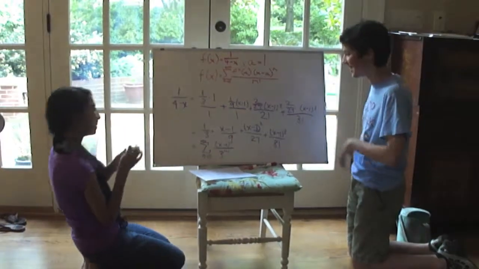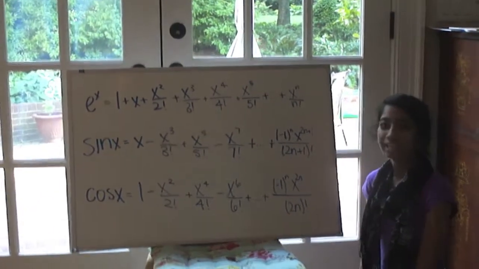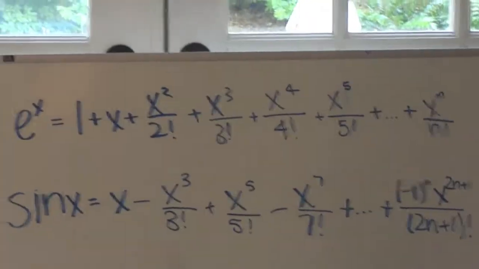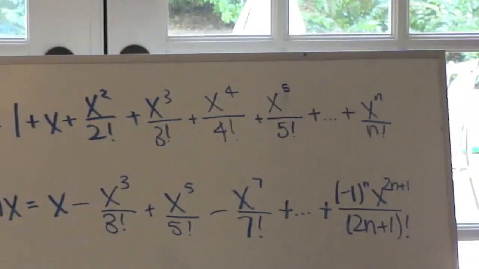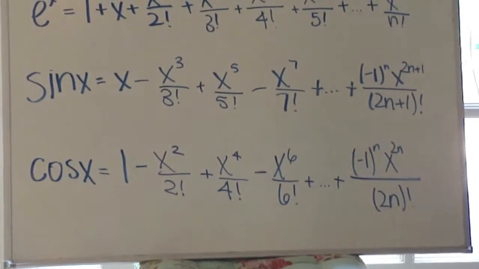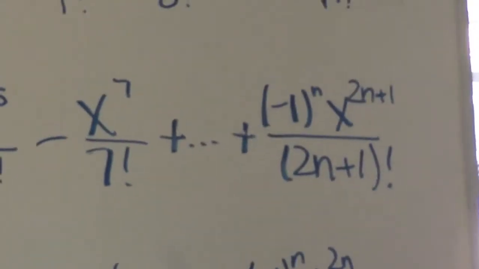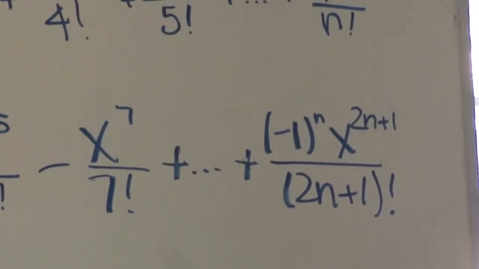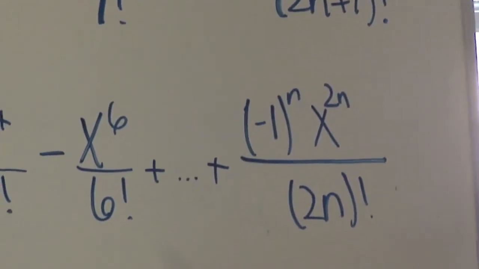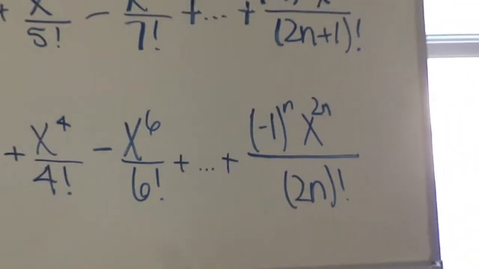What are some common Taylor series? e to the x can be represented with the general term x to the n over n factorial. Sine of x and cosine of x are both alternating series, as you can see with their signs. Sine of x can be represented with the general term negative 1 to the n times x to the 2n plus 1 power all over 2n plus 1 factorial. And cosine of x can be represented with the general term negative 1 to the n times x to the 2n power all over 2n factorial.